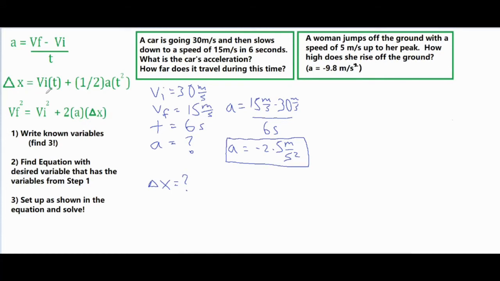I'm going to go ahead and use the second one because it's already set up with delta x isolated, so I like that, so I don't have to do any algebra. So I'm going to go ahead and plug in those numbers and then solve for my delta x.